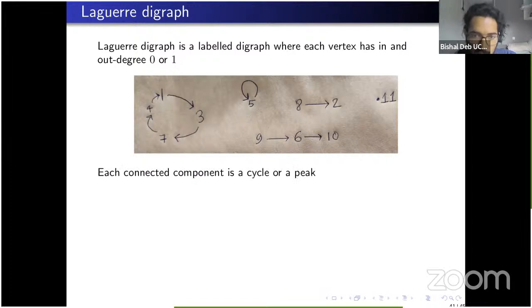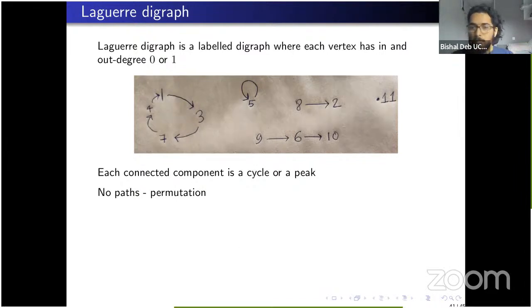And each connected component in a Laguerre digraph is either a cycle, oops, this isn't a peak, or a path. Sorry, that's a typo. So this is a cycle, this is another cycle, and then you have a path with 2 vertices, a path with 3 vertices, and a path with 1 vertex. And if you have no paths, then that is simply a permutation. So that's a permutation, and you look at the cycle structure of the permutation, and you can draw it as a Laguerre digraph with no paths.